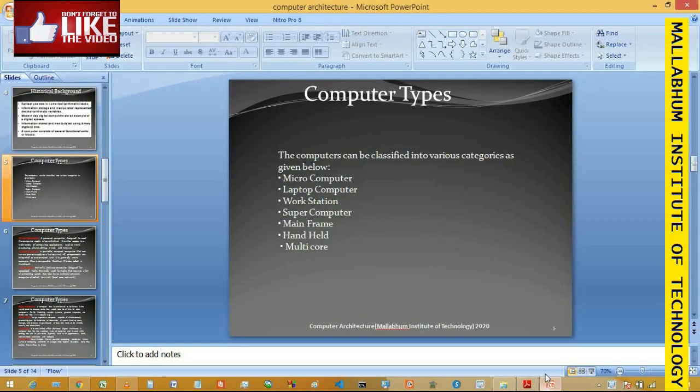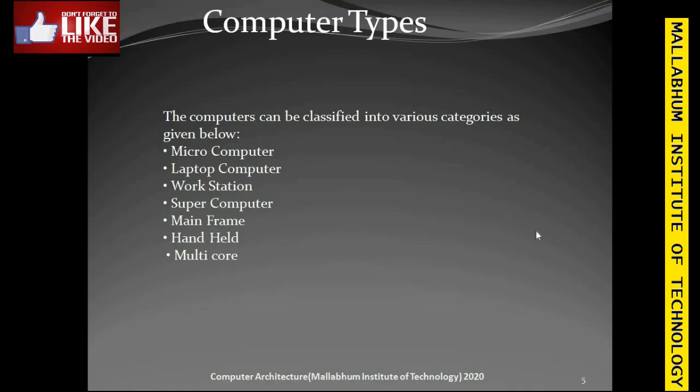So first of all, computer types. These are the different computer types available. First one is your microcomputer, second one is your laptop computer, third one is your workstation, fourth one is your supercomputer, fifth mainframe, sixth handheld, and seventh multi-core. These are the possible different versions of the computers available today.